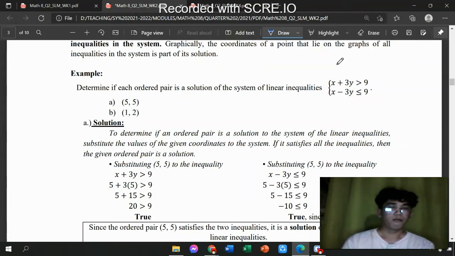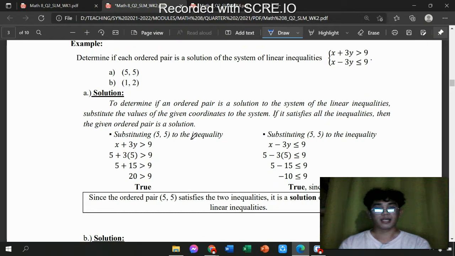Ug kabantay mo sa atong linear inequality, naputay x ug natay y, mao na ang atong duha ka variable. So kaning x ug kaning y, ang atong i-substitute sa x ug sa y sa atong linear inequalities para ma-prove nato nga solution ba kining ordered pair sa atong linear inequality.